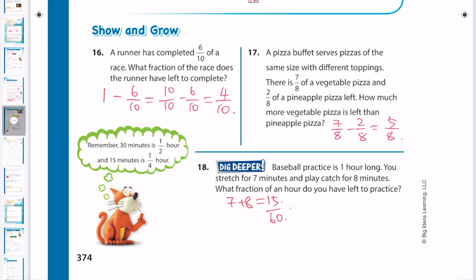Okay, now 1 whole hour is what? 60 minutes. So I'm going to say 1 whole hour take away 15 over 60, because 1 hour is equivalent to 60 minutes. Okay, so I'm going to convert that into what? 60 over 60 is equal to what? 60 take away 15 over 60 is equal to what? 45 over 60. And that is equal to what?